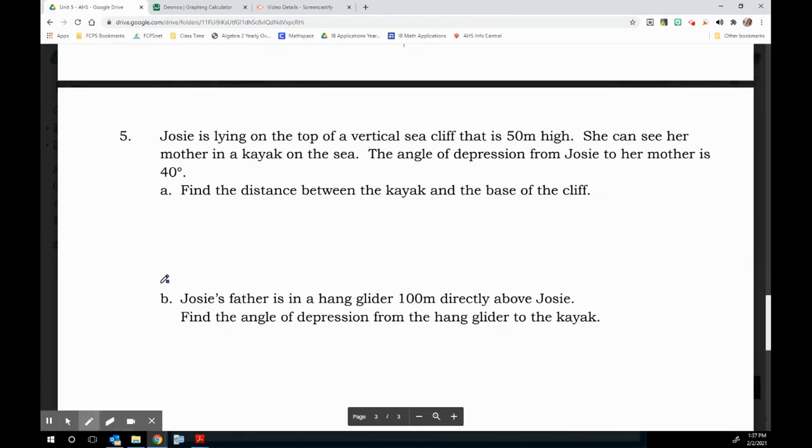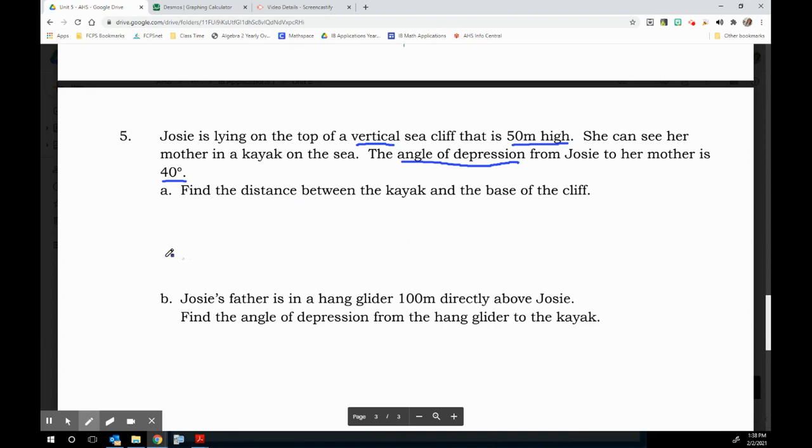All right, finally, question number 5, getting more into right triangle trig, but away from 3 dimensions. Josie is lying on top of a vertical sea cliff that is 50 meters high. She can see her mother in a kayak on the sea. The angle of depression from Josie to her mother is 40 degrees. So let's highlight things. Vertical sea cliff is 50 meters high. Angle of depression is 40 degrees. And we're trying to find the distance between the kayak and the base of the cliff.